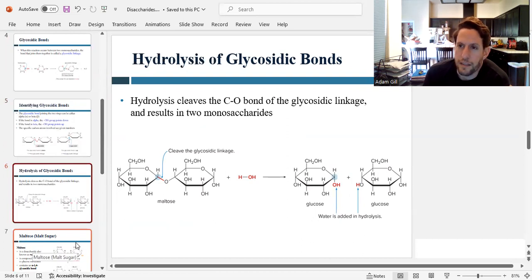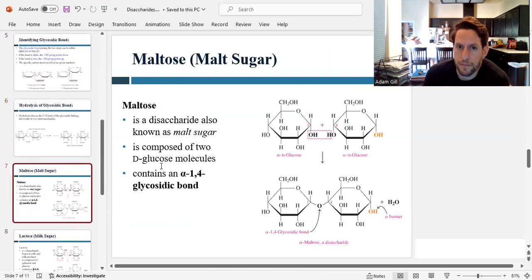Now let's look at the three specific disaccharides. So maltose, also known as malt sugar, is composed of two glucose molecules. And so the two glucoses are going to be linked by an alpha 1,4 glycosidic bond. So carbon number 1 here is in the alpha orientation, and it's going to connect to carbon 4. Highlighted here in pink is where the water molecule is coming from. And so in the disaccharide, you can see this alpha 1,4 glycosidic bond.